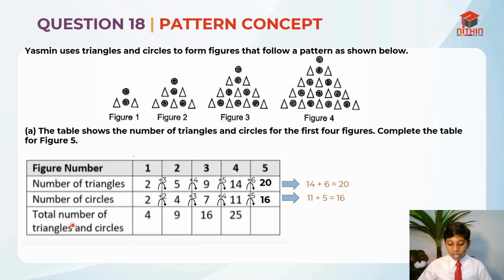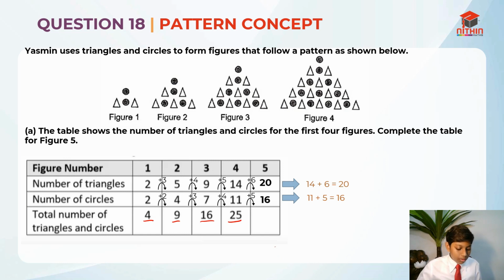Now for the total number of triangles and circles, this is a bit tricky. Not many of you will understand this, so let me explain to you. Figure 1 there's 4, figure 2 there's 9, figure 3 there's 16, and figure 4 there's 25. There's something common in all of this. You can square root this number, you can square root 4, 9, 16, 25. What I'm talking about with square root is this: square root of 4 equals 2.